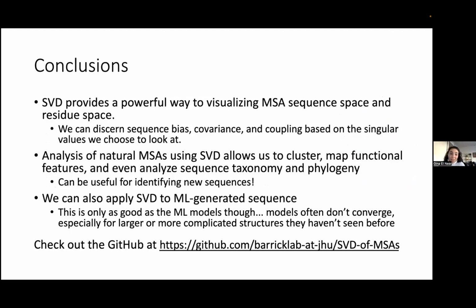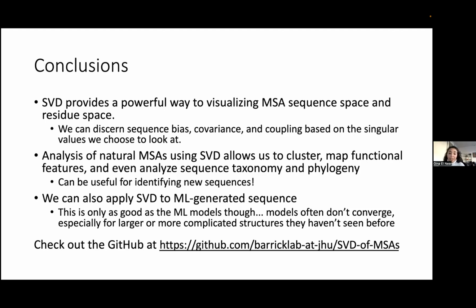So some conclusions. SVD provides us a very powerful way to visualize multiple sequence alignment, sequence space, and residue space. And so we can discern sequence bias, covariance, and coupling based on the singular values that we choose to look at. Analysis of natural MSAs using SVD allows us to cluster, map functional features, and even analyze sequence taxonomy and phylogeny. And this can be pretty useful for identifying new sequences that we find in nature and comparing them to the ones that we already have.